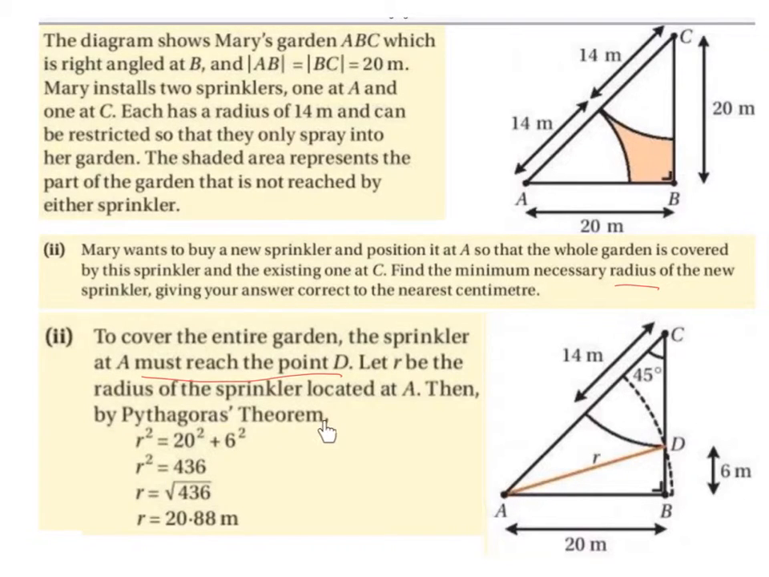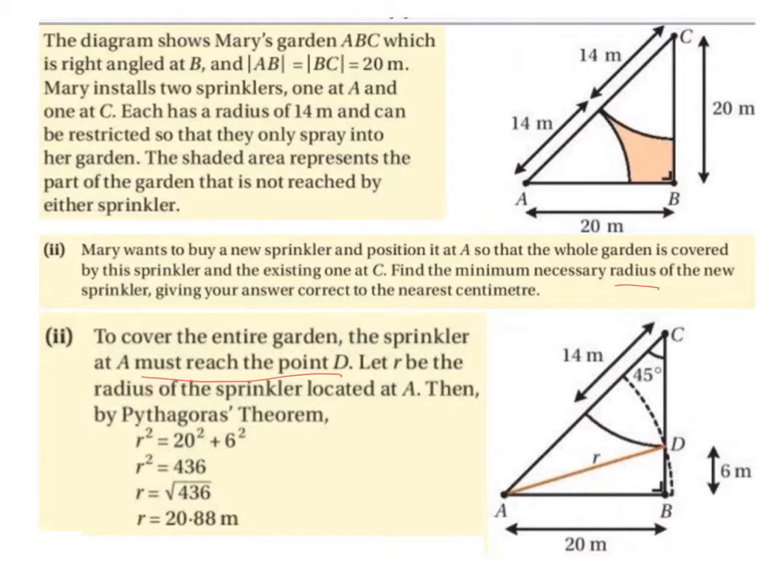Then by Pythagoras' theorem, we have R squared equals 20 squared plus 6 squared. So R, which is the radius, is actually the hypotenuse of this right angle triangle ABD. So the hypotenuse squared is equal to the sum of the other two sides squared, the other two sides being 20 and 6. So the distance from A to B is 20, and the distance from B to D is 6.